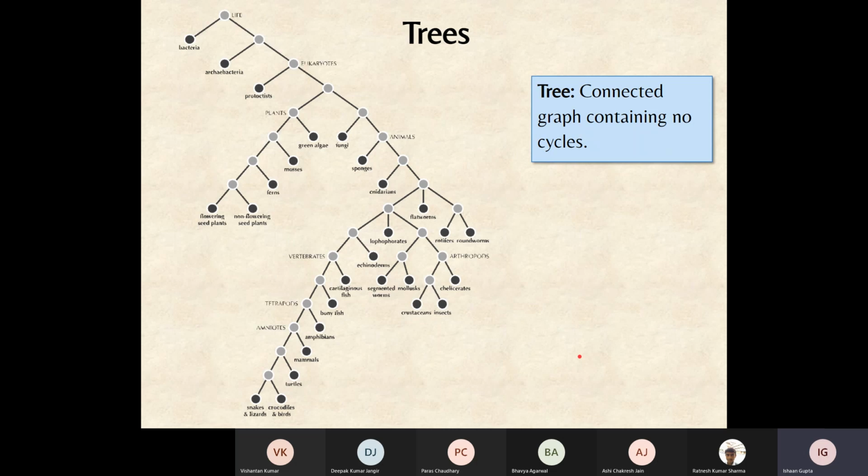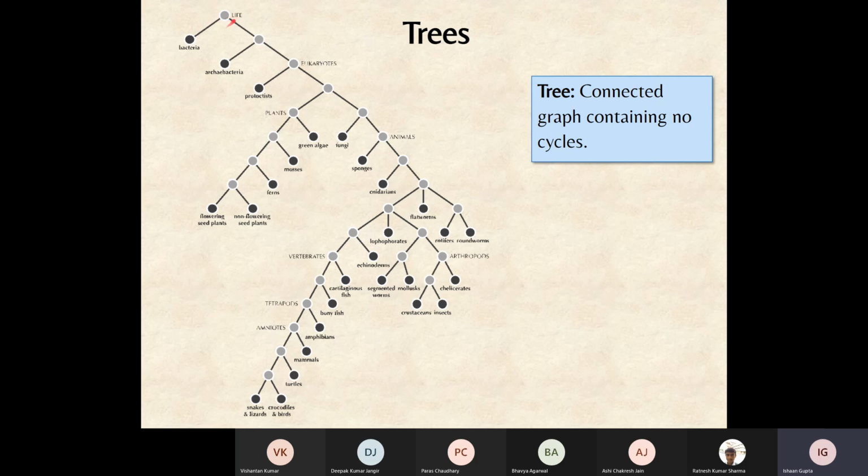So what are trees? Trees are basically directed acyclic graphs. It's a graph because you have nodes and you have edges connecting these nodes, right? There are no cycles here, so therefore it is acyclic. It is directed because it is going from top to bottom. So this is the tree of life here, as you can see. Here is a snapshot of the tree of life.